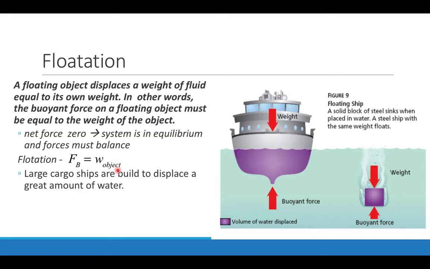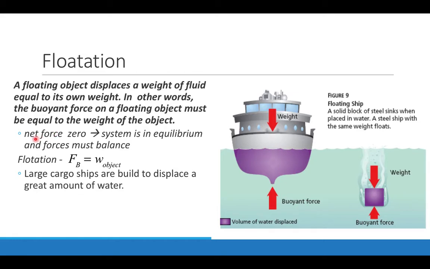In other words, the buoyant force is equal to the weight of the object, but by definition, the buoyant force is equal to the weight of the fluid that's displaced. So an object that's floating has to displace the same weight of fluid as its own weight. So the way to think about this is that if an object is floating, that means it's in equilibrium, right? It's not moving.